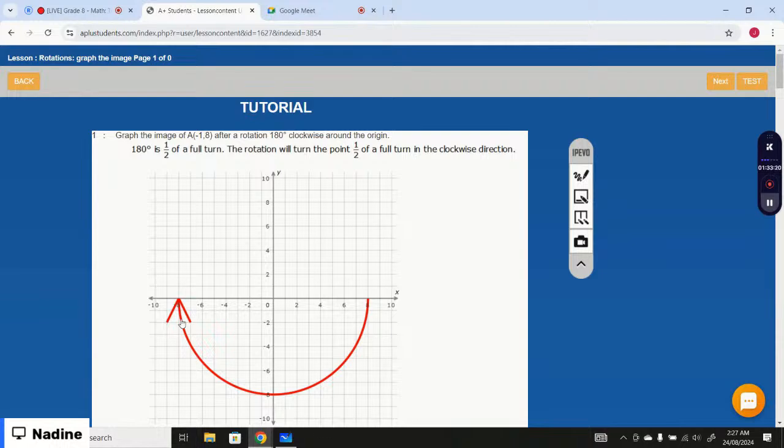Graph the image A, negative 1, 8, after a rotation of 180 degrees clockwise around the origin. So that is around the origin, and the other thing is the 180-degree rotation. 180 means half. So that is a half turn.